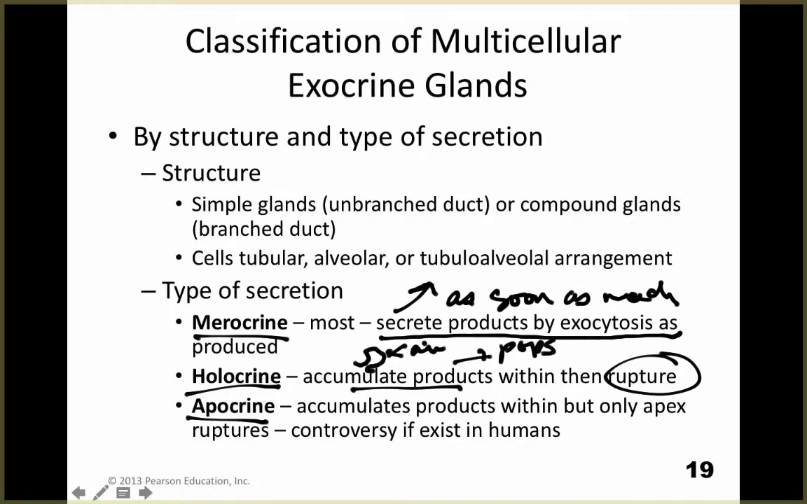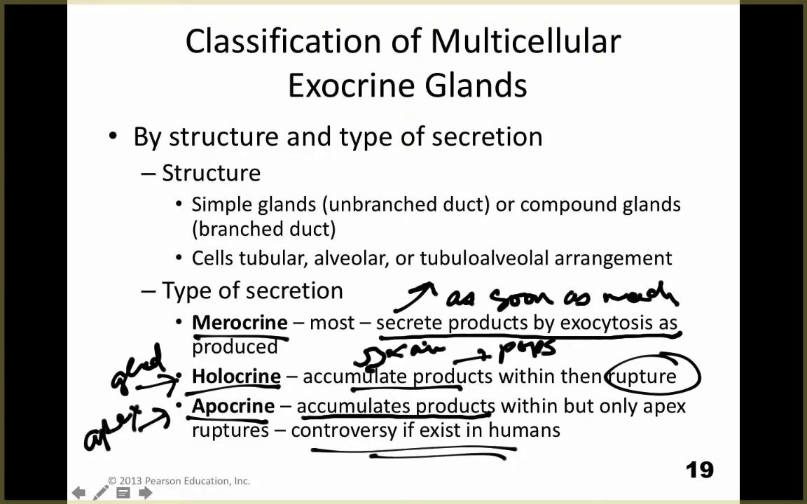Apocrine is basically you accumulate the products, but in holocrine the whole gland ruptures. Here, only the apex ruptures. And there's controversy of whether they exist in humans or not.